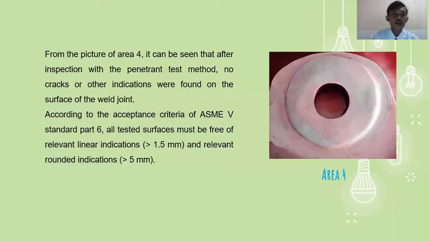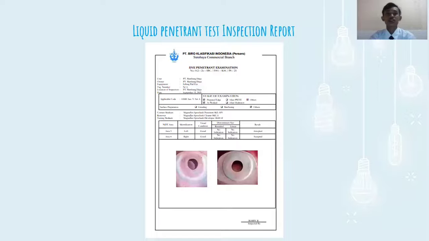Next, from the picture of area 4, it can be seen that after inspection with the penetrant test method, no crack or other indication was found on the surface of the weld joint. According to the acceptance criteria of ASME 5 standard part 6, all tested surfaces must be free of relevant linear indication over 1.5 millimeter and relevant rounded indication over 5 millimeter. This is the liquid penetrant test inspection report, area 3 and 4.